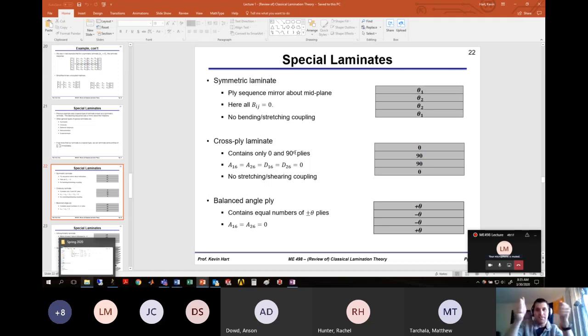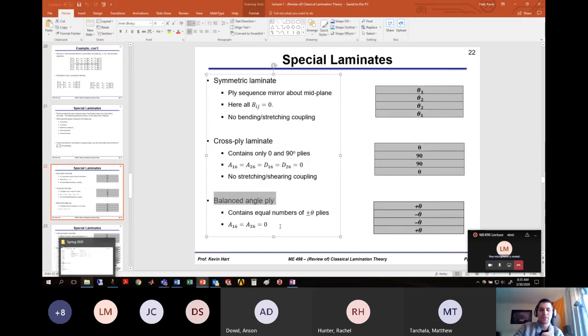That motion, pulling on it and curving, is associated with the B matrix, whereas the pulling and shearing is the coupling or the relationships of A16 and A26, as well as D16 and D26. So if you have a cross-ply laminate, A16, A26, D16, D26 equal 0. So this is no stretching, shearing coupling.